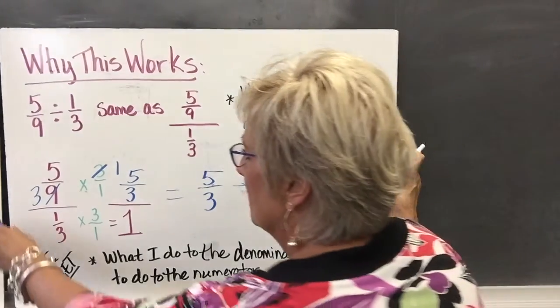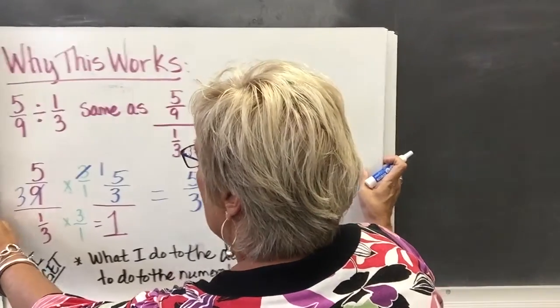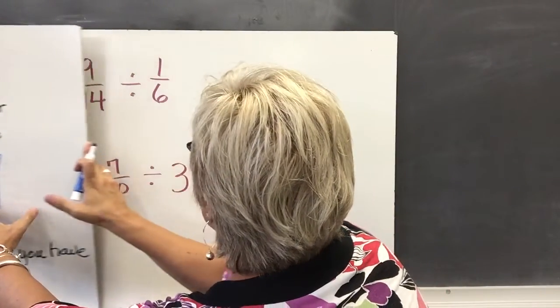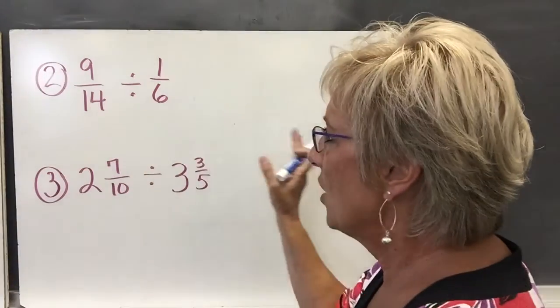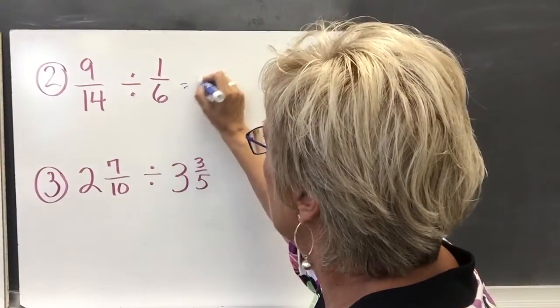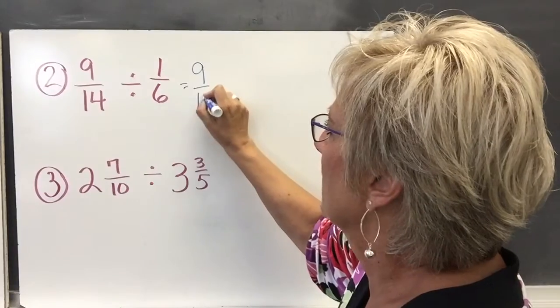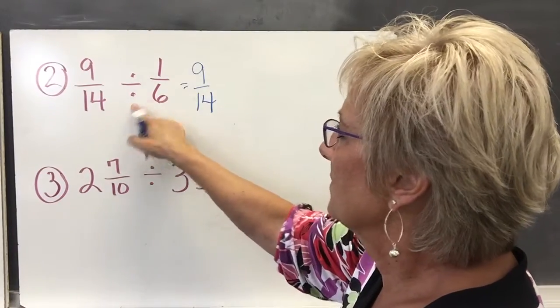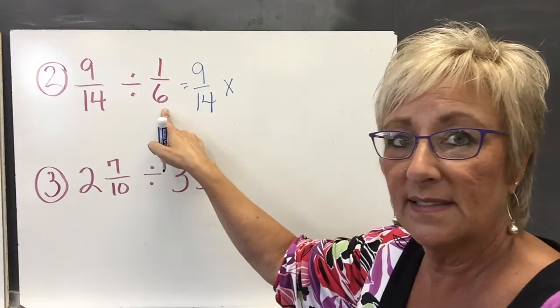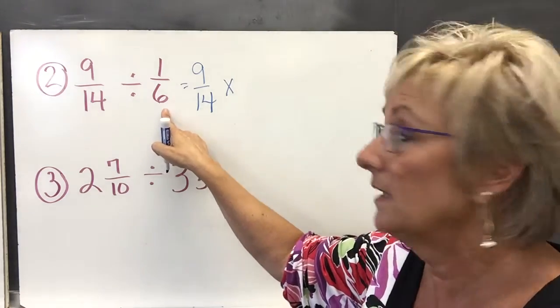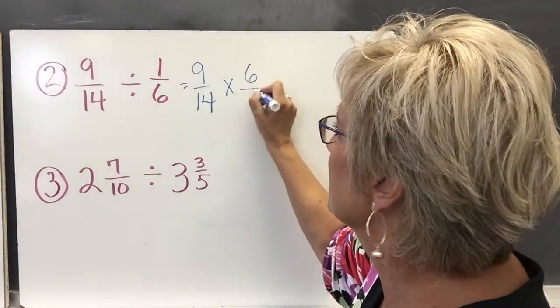So let's try some of these. Let's try looking at 9/14 divided by 6. So I know I'm going to keep my 9/14 the same, okay? I'm going to change my division sign to a multiplication sign, and I'm going to flip 6 as 1/6, since 6 over 1 has the reciprocal 1/6, because I'm finding its reciprocal.